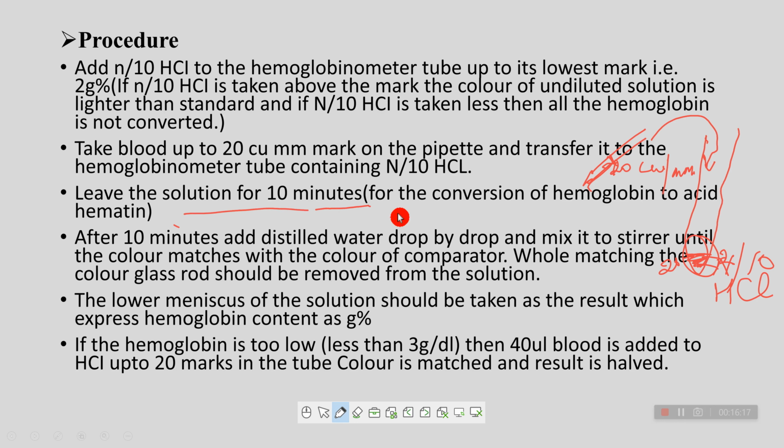Then we have to leave the solution for 10 minutes. After stirring with a glass rod, we have to leave this sample in which we have mixed N/10 HCl with blood as it is for 10 minutes at room temperature so that hemoglobin can be converted into acid hematin. After 10 minutes, we have to add distilled water drop by drop and mix with the stirrer until the color in this tube matches with the color of the brown glass comparator present on the comparator box.